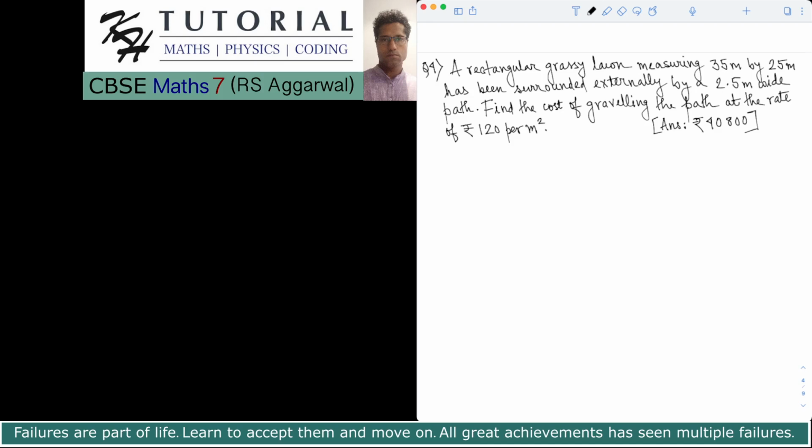I don't know what the meaning of graveling is, but anyway, the concept is that we have to find the area of the path in meter square and then multiply that area by the rate, which is rupees 120. That will give the total cost of graveling the path.